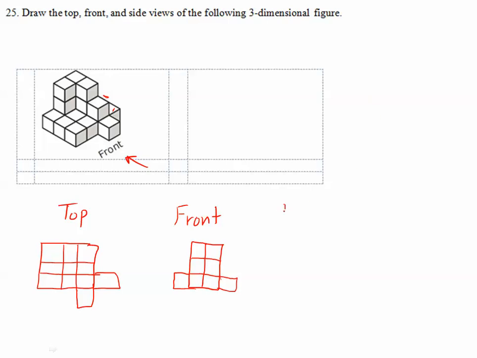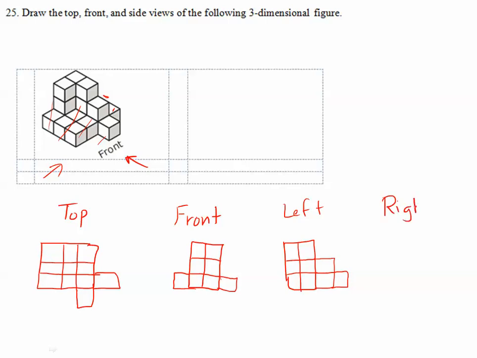Then my left side view, if I was looking at it from this side, would have 3, 3, 2, and 1. So I'm going to have 3 here. And then we're going to have 2 here. And then we'll have 1 here. So that's my left side.